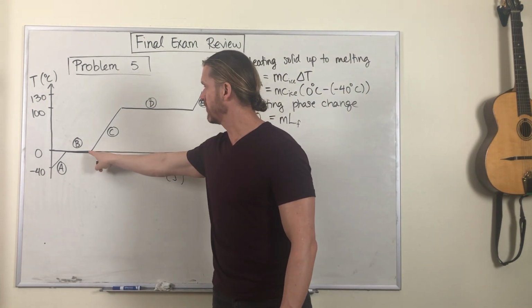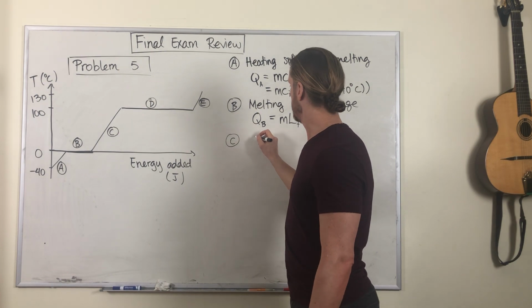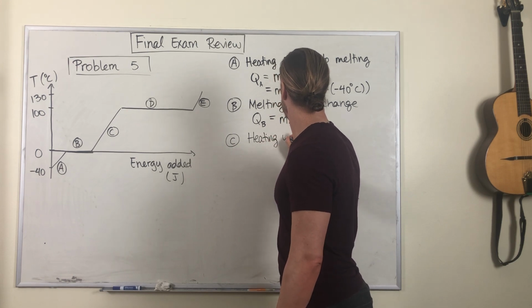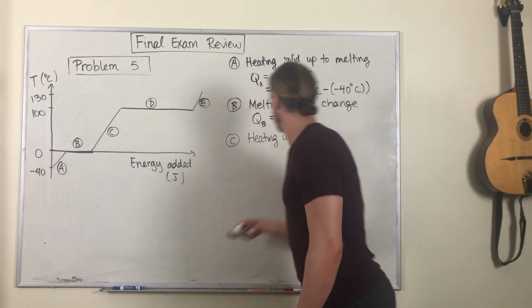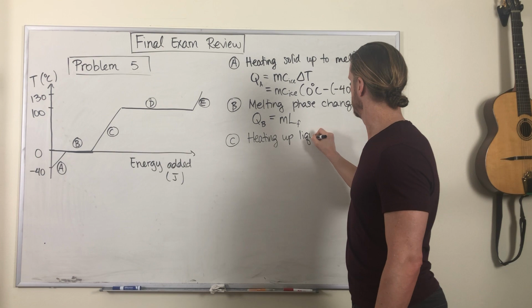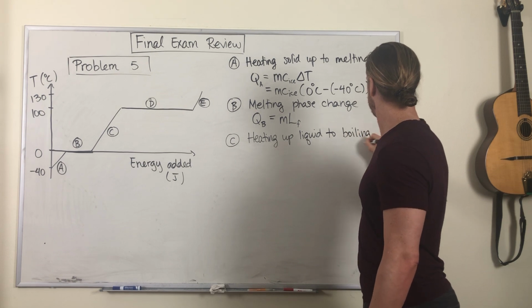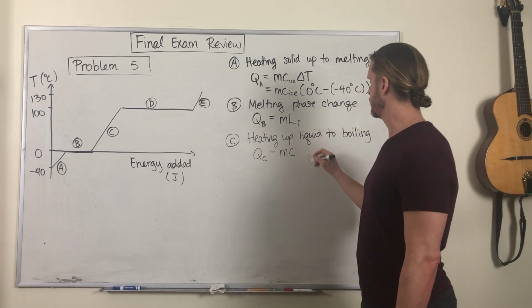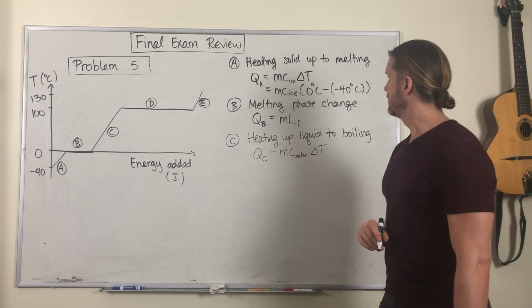Next step, we've now melted all that ice, it's liquid water. As we add heat, the temperature increases. So we use specific heat once again. So we're now heating up this liquid. I'll make this a little more general. Heating up the liquid up to the boiling point. That heat added is MC for the liquid times delta T.